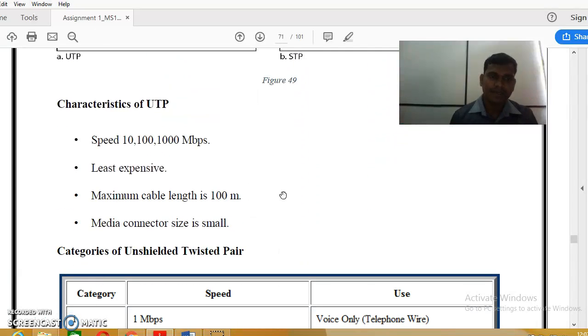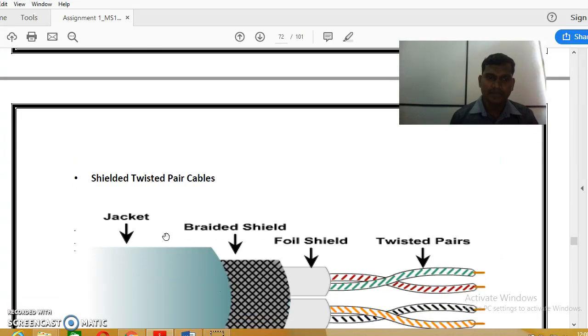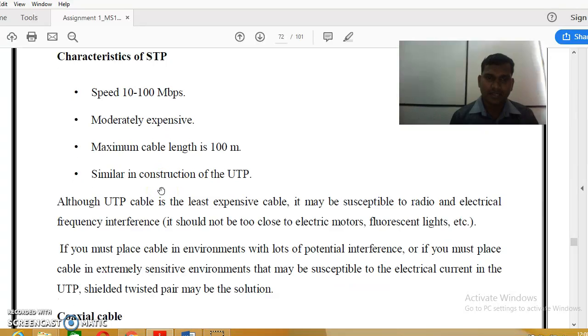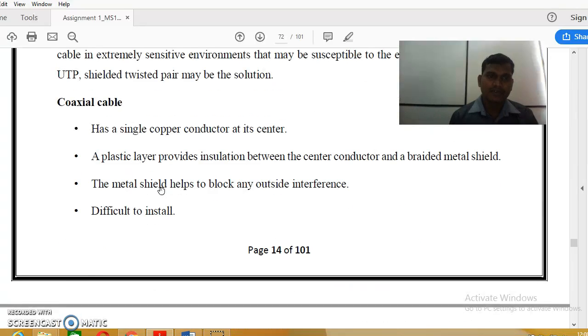Characteristics of UTP: speed. This is the speed of the UTP. Least expensive. Maximum cable length is 100 meters. Media connector size is small. Characteristics of STP: speed 10 to 100 Mbps, moderately expensive, maximum cable length is 100 meters. Similar in construction to UTP.